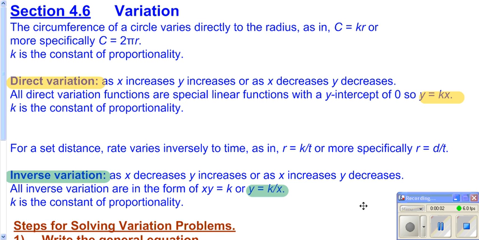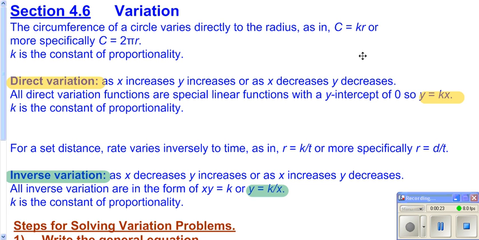Variation. Variation occurs in quite a few areas. One of them is a direct variation, and you'll realize that for a circle, as your radius gets bigger, so does your circumference. And so we would say your circumference varies directly to your radius.